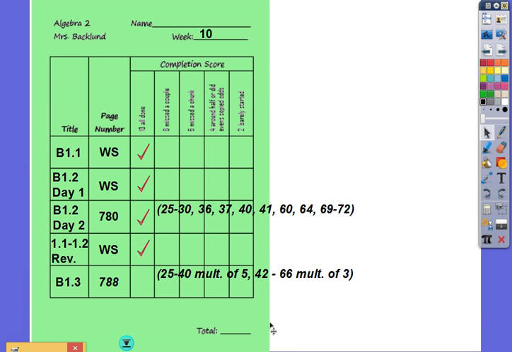If you would grab your green sheet and get it updated, we've had 4 assignments so far this week, and we'll have 1 tonight. And I should be back tomorrow.